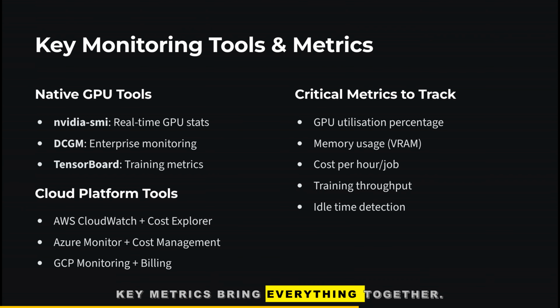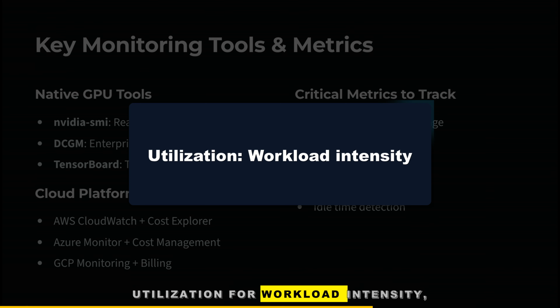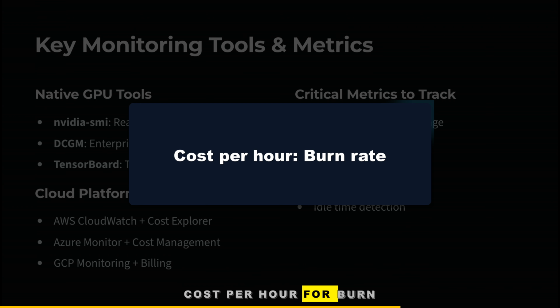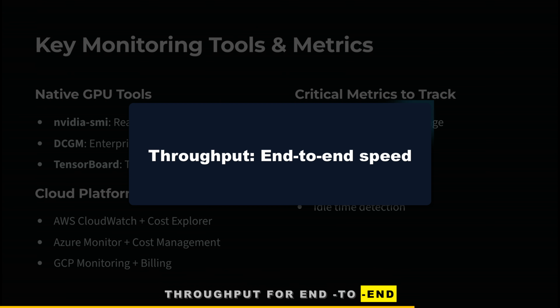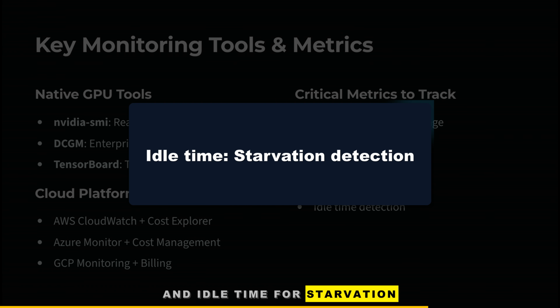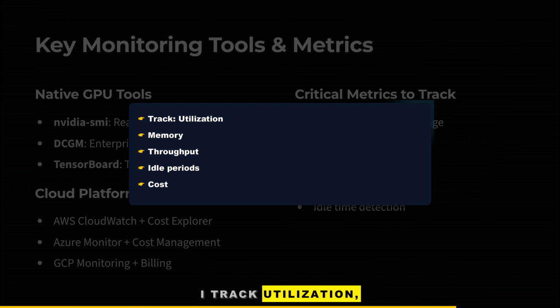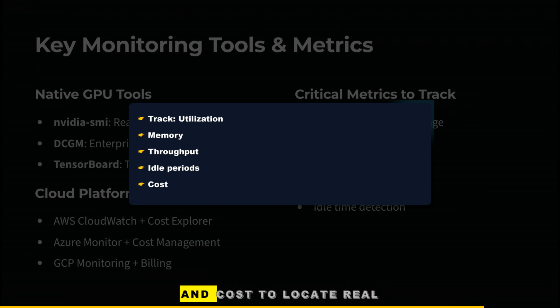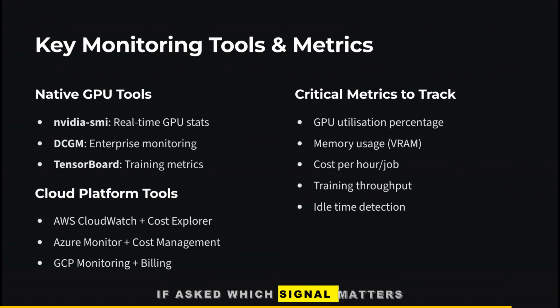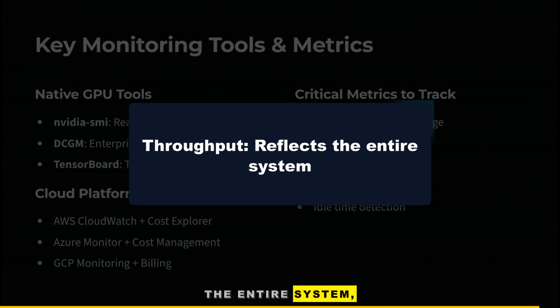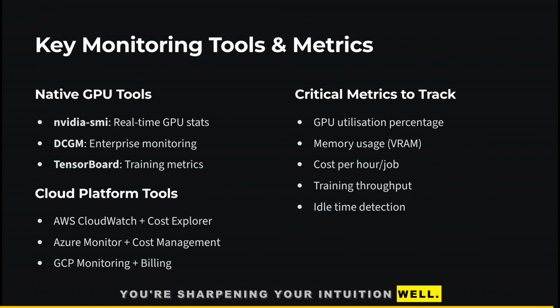Key metrics bring everything together: utilization for workload intensity, VRAM usage for batch sizing, cost per hour for burn rate, throughput for end-to-end speed, and idle time for starvation detection. An interview-ready answer is, "I track utilization, memory use, throughput, idle periods, and cost to locate real bottlenecks." If asked which signal matters most, say throughput because it reflects the entire system. You're sharpening your intuition well.